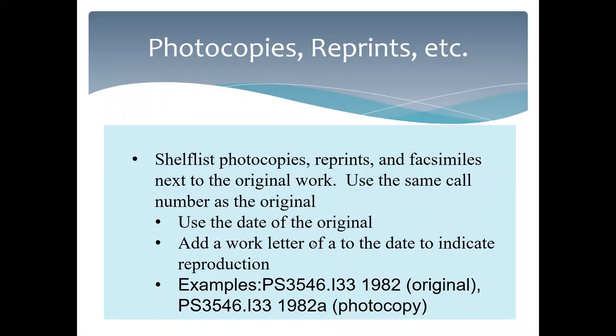Photocopies and reprints, etc. These are another category of material that sit next to the original work. They use the same call number as the original work, and they use the date of publication of that original work. There are other places in the record where we give people a tip that it's a reproduction, but in terms of the call number, the only thing we do is add an A to the end of it. This is considered to be a work letter when you add a letter to the end of the date. So for example, in our original, we have PS 3546.I33 1982. That's the original, and then we're just going to add an A to the photocopy.